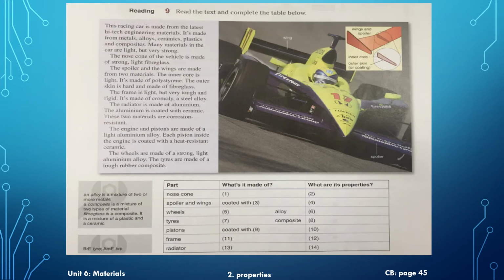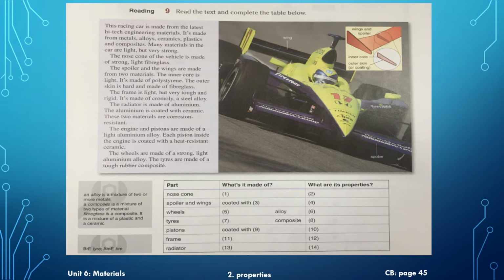Now we'll move to the second objective for today, which is reading for detail. What can you see in the picture? Yes, it's a car. What kind of car? It's a race car. So what do you think we need this car to be? It has to be strong, of course, to protect the driver. What else? Yes, it has to be light so that it can run very fast.